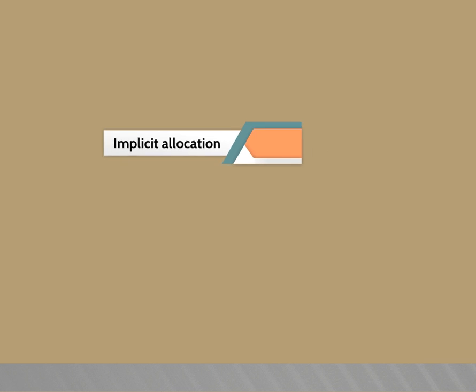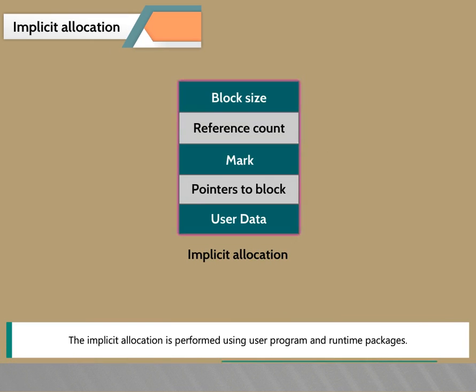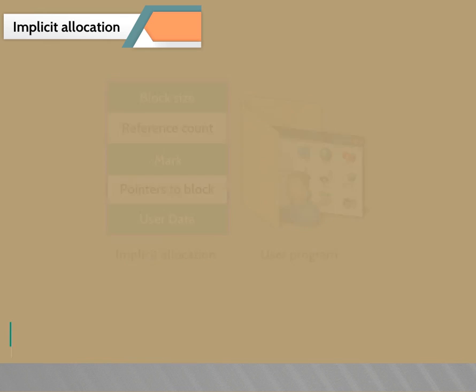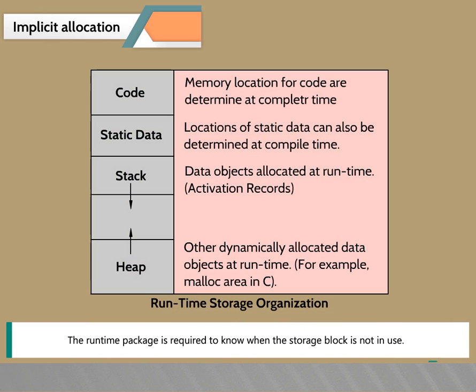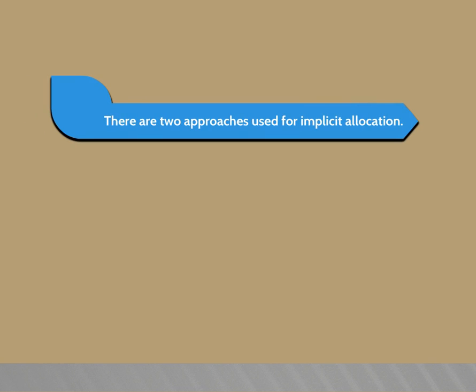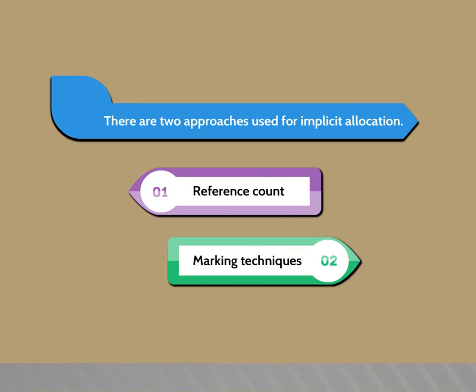Implicit allocation. The implicit allocation is performed using the user program and runtime packages. The runtime package is required to know when the storage block is not in use. There are two approaches used for implicit allocation: reference count and marking techniques.